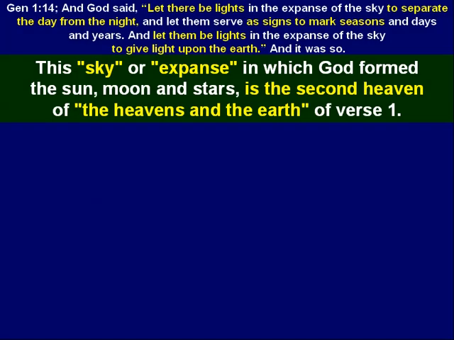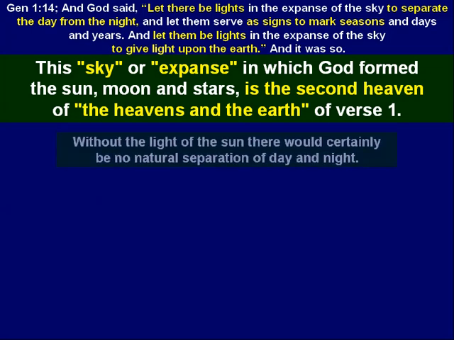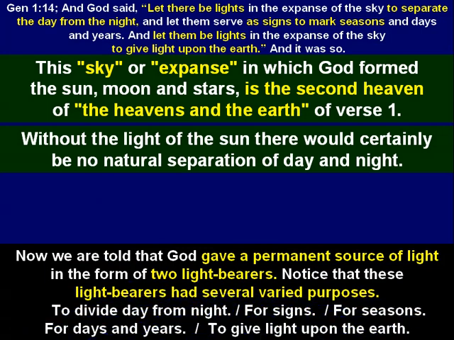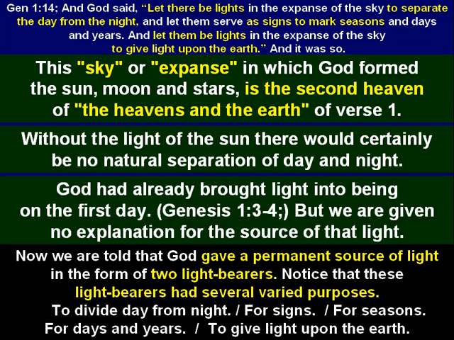This sky or expanse in which God formed the sun, the moon, and stars is the second heaven, or the heavens and the earth, of verse 1. Without the light of the sun, there would be certainly no natural separation of day and night. God had already brought light into being on the first day, in 1:3, but we are given no explanation for the source of that light. Now we are told that God gave a permanent source of light in the form of two light bearers.